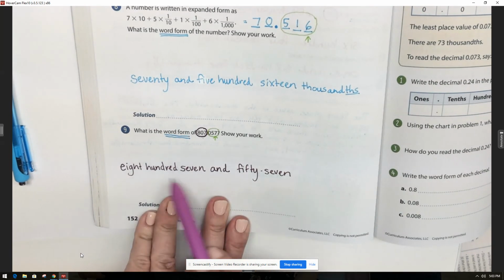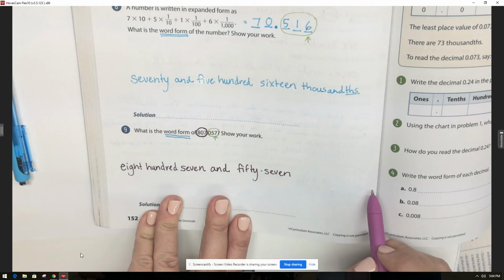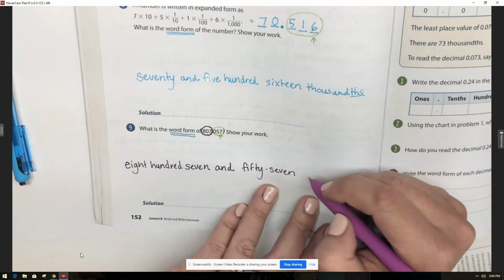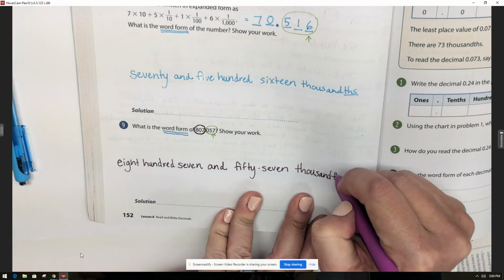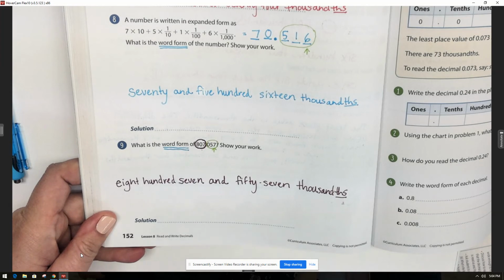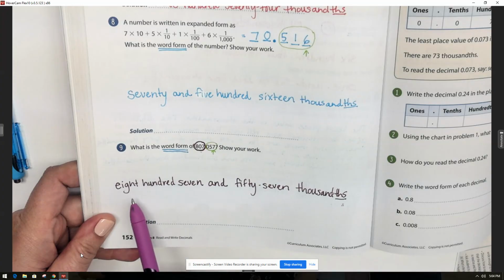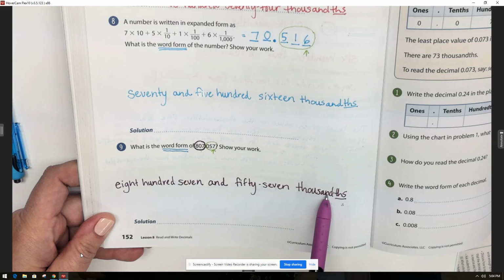So we have 807 and 57, but it doesn't make any sense unless we add that place value at the end. So we need to remember to look at what is the least place value, and we have that our least place value is tenths, hundredths, thousandths. So we're going to write thousandths. And like I always say, underline that THS to make sure that you made a point that it said thousandths. So finally, this giant number in word form would be 807 and 57 thousandths.